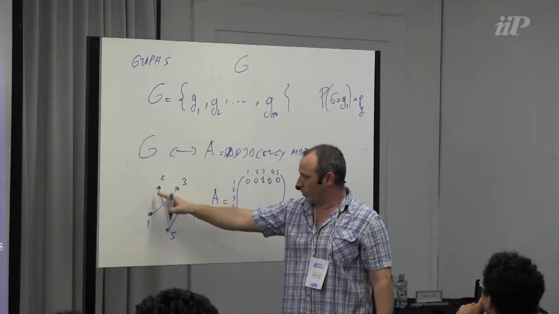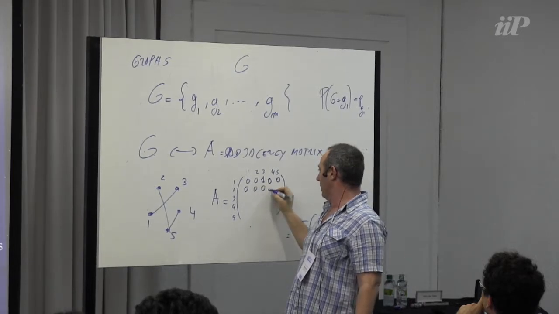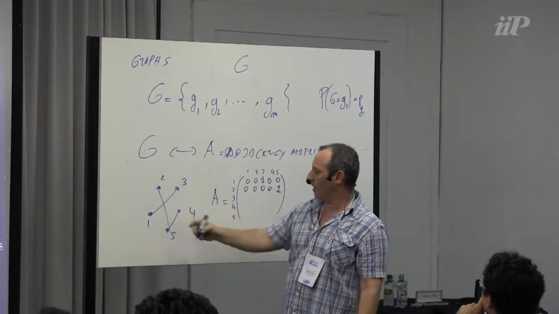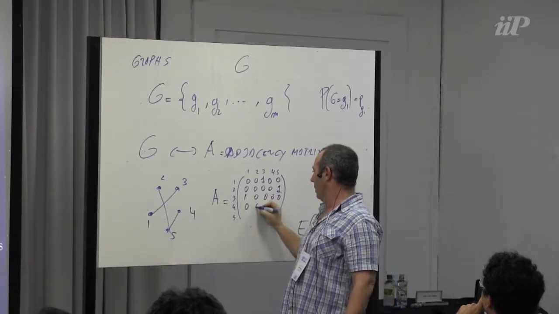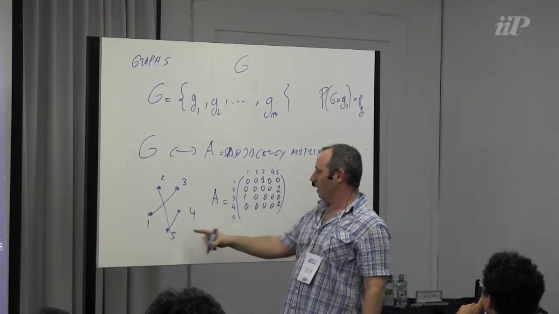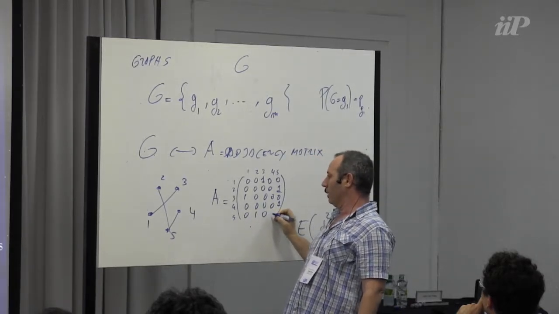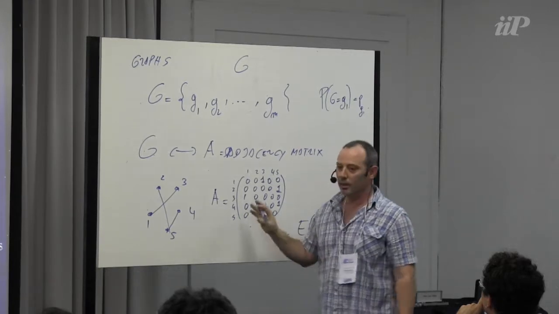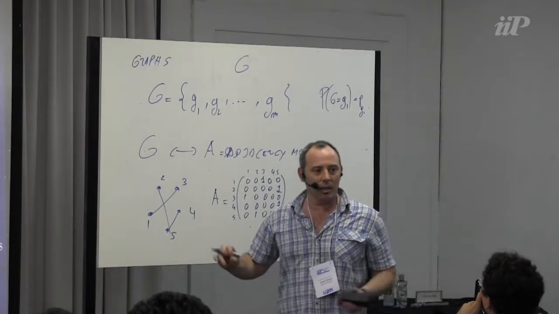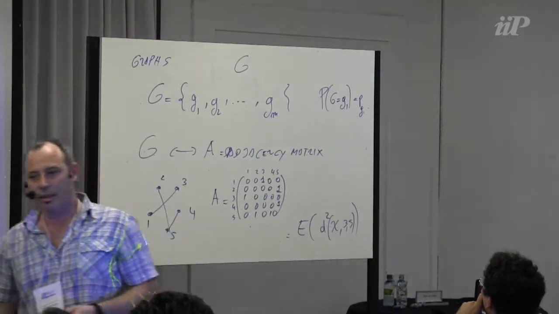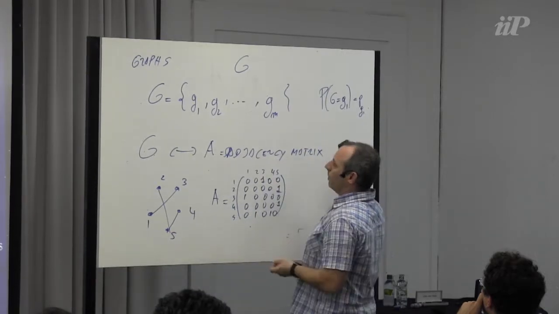2, the same. Between 2 and 1, 0. 2 and all, 0, except number 5. 3, all except number 1. 4, all except number 5, and 5 with 2, and with 4. Okay? So if I have this, I have this, and if I have this, I have this. So the first very simple thing is what we want to do.